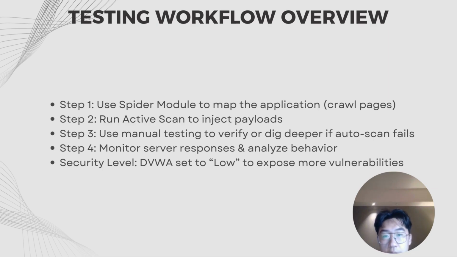Now we start the testing process. Step one, use the Spider mode in ZAP to crawl the DVWA application. Click Spider, choose the target URL, and let it map all pages. And step two, once the spider finishes, run the active scan and select the scanned site from the left panel. Right click and choose Attack and Active Scan.